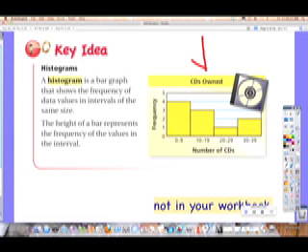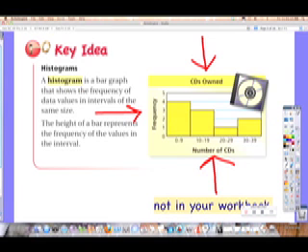What's the title of this one? CDs owned. They always have a label on this axis. What's this label? That's usually the label for every histogram. And then this part, this axis, the x-axis, always has a name too. What's the name? Number of CDs. Okay, so the whole point of this is to make sure you can read a histogram.